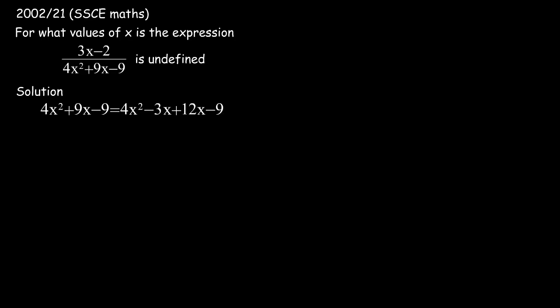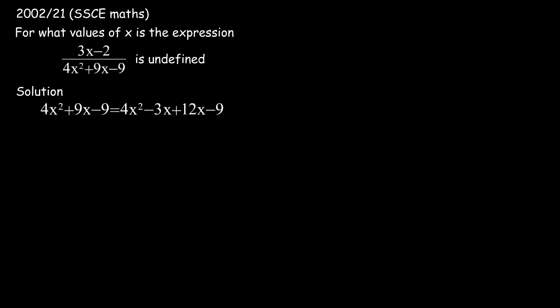So 4s squared plus 9s minus 9, when we are trying to factorize it, using our factor method, multiplying 9 by 4 is 36, and we look for two numbers which, when we multiply them, give us minus 36, and when we add them give us 9. The numbers are minus 3 and plus 12.